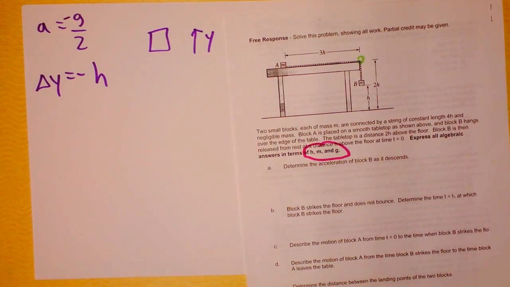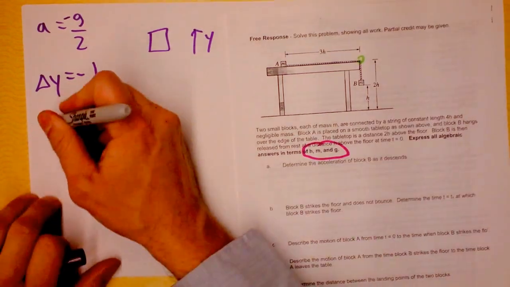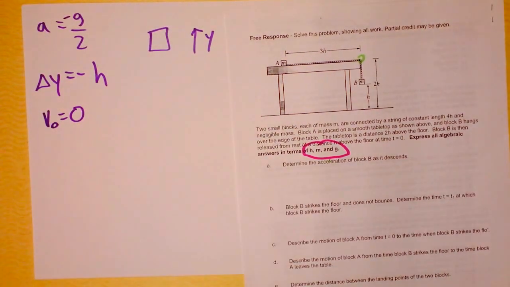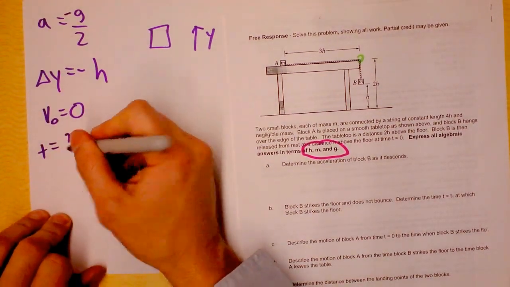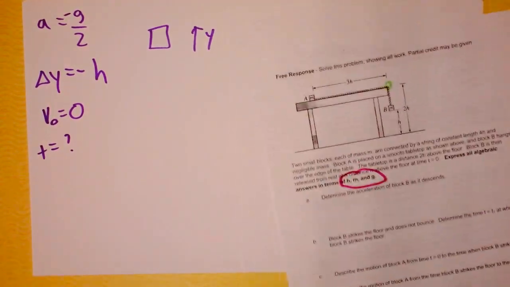These are released, right? So the initial velocity is 0. In which direction, though? All directions. Now, we're trying to find time. The classic kinematics equation will do it for us, you think? Yeah. Let's try it out.